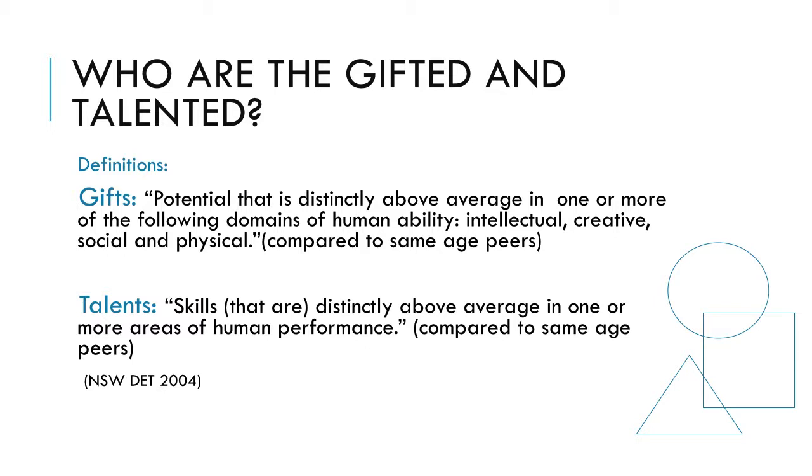They define gifts as potential that is distinctly above average in one or more of the following domains of human ability: intellectual, creative, social, and physical, and that is in comparison to same age peers. They define talents as skills that are distinctly above average in one or more areas of human performance, and again, that is in comparison to the same aged peers.